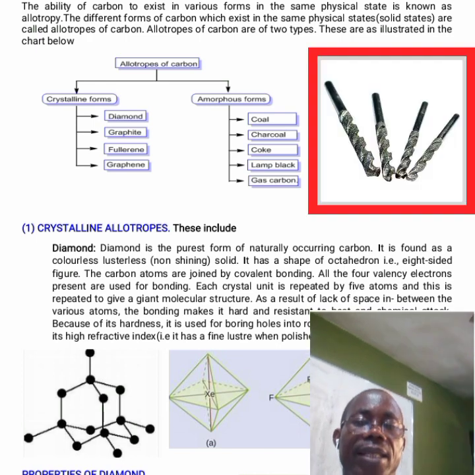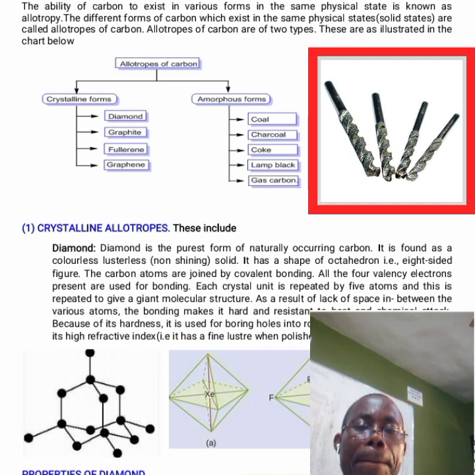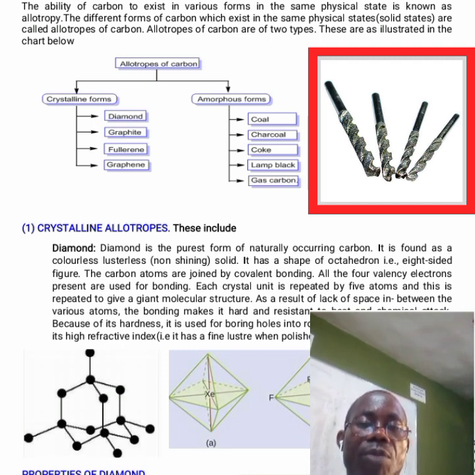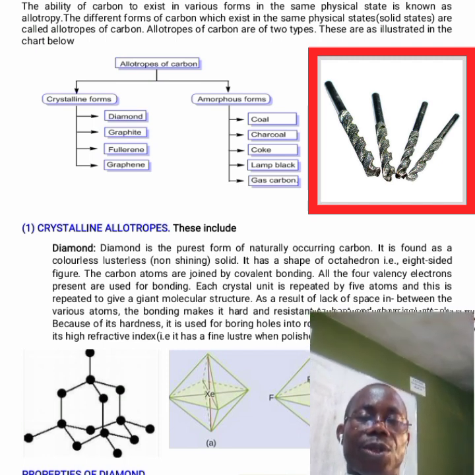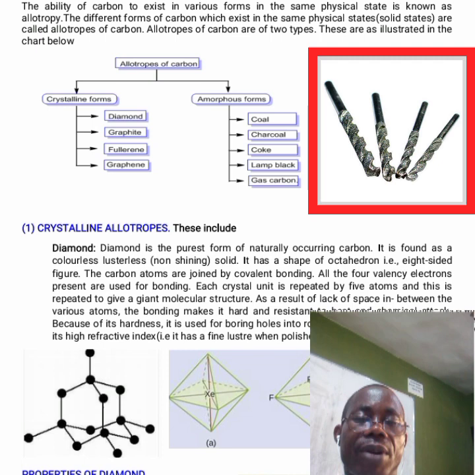Now let's see uses of diamond. Because of the hardness of diamond, diamond is often used to make cutting and boring tools. Now let's see graphite.